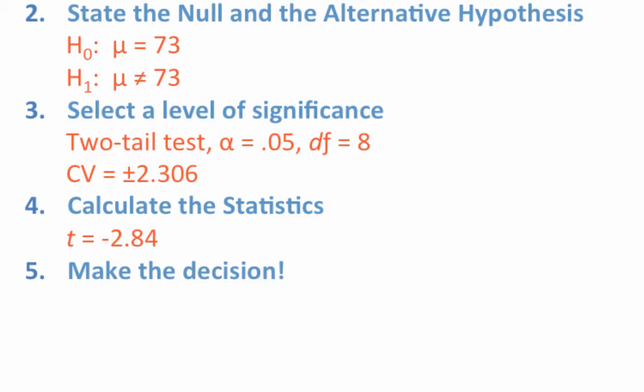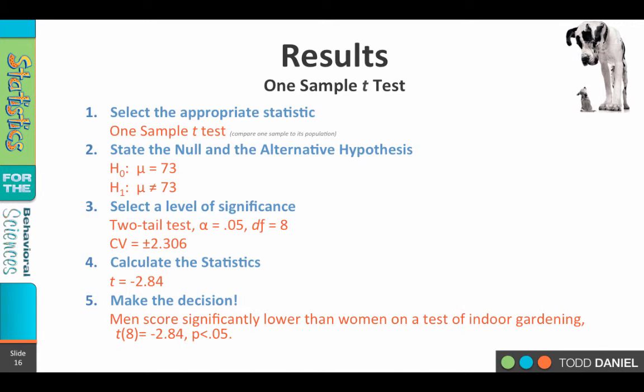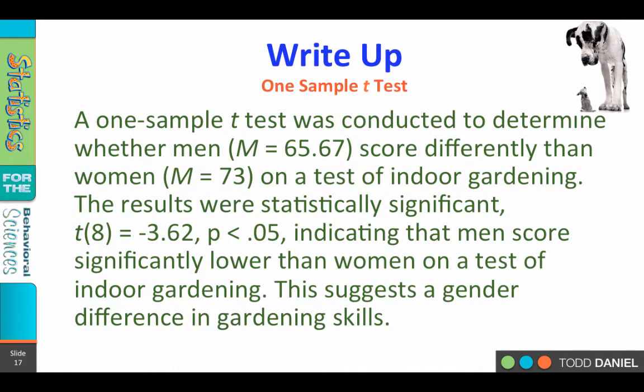A negative 2.84 is further away from the mean. It exceeds a negative 2.306. So men score significantly lower than women on a test of indoor gardening. T with 8 degrees of freedom equals negative 2.84, probability less than 0.05. Let's see how we would do this as a write-up in APA style. Here's what we would say.